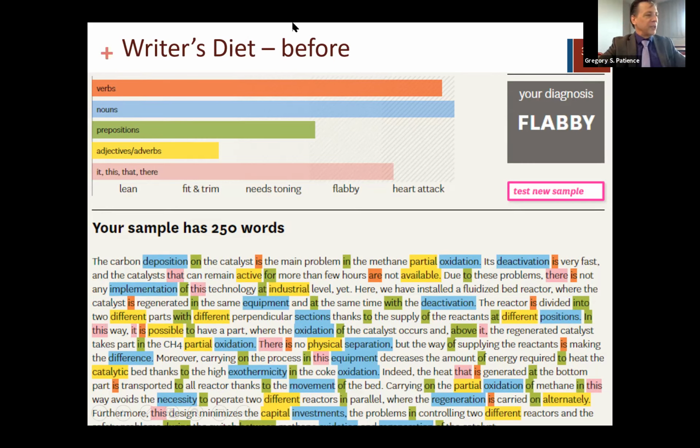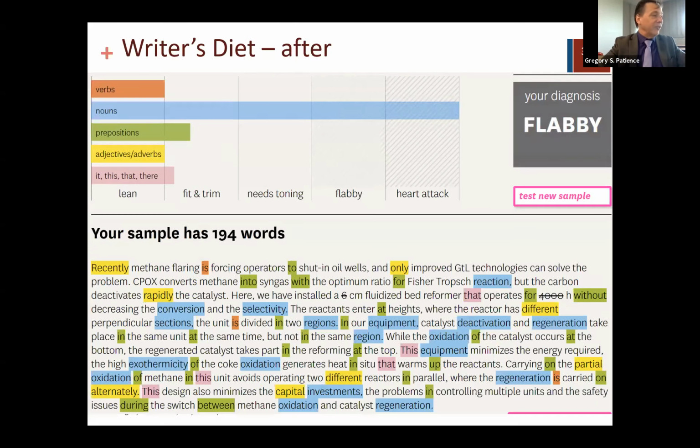And so my student here got a flabby. In fact, he had heart attack on verbs, heart attack on nouns, all heart attack here, and then adjectives, he got fit and trim, and preposition was bad. So the course will take this and then translate that, or at the end of the course, this is something you can expect, that the verbs went from heart attack to lean, prepositions, fit and trim, and adjectives is lean.